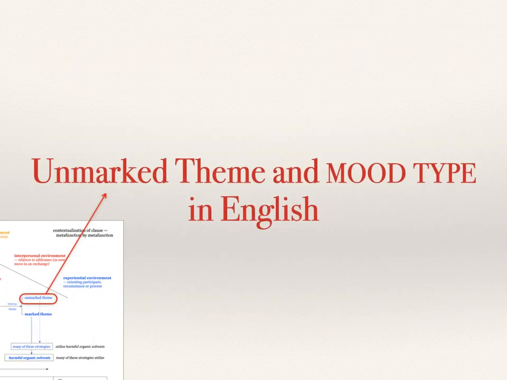The general question then is, if you haven't got a good reason to choose a marked theme, what will be theme by default? And in English, as in some other languages, it turns out that that's determined by the mood type. The mood type, that's an interpersonal system in the clause grammar. Now I'll come back to the following point, but this is one area where English and Chinese differ. So this principle of the nature of the unmarked theme depending on the mood type is valid for English, but not for Chinese in general.